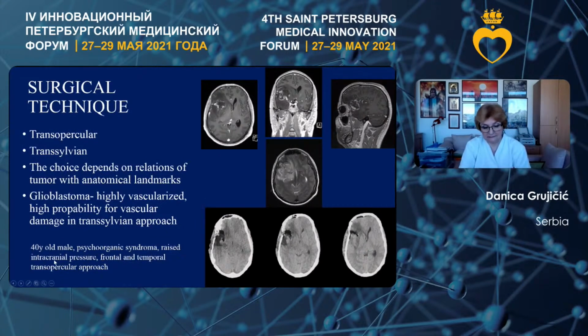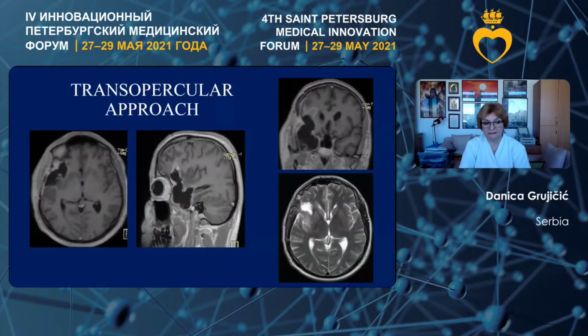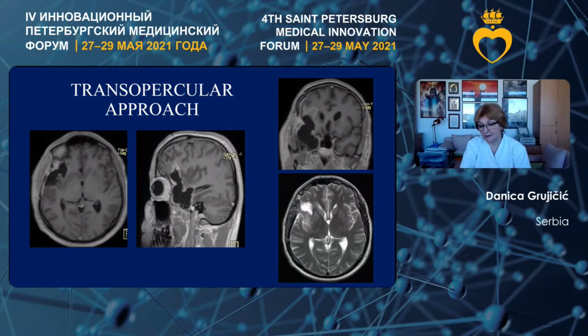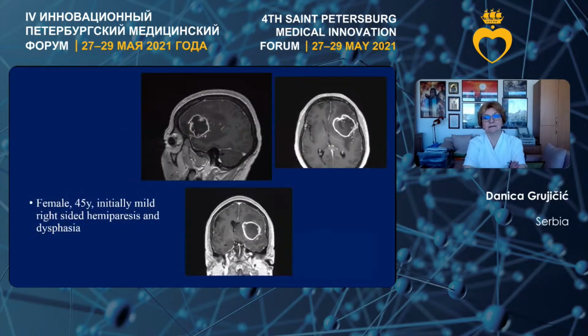That's a 40-year-old male with psychoorganic syndromes, raised intracranial pressure, frontal and temporal transopercular approach was used for him. So radical surgery did work with him. If you see the T2, most likely tumor cells are left over there. Hence, he does need the radiotherapy and the chemotherapy as well.